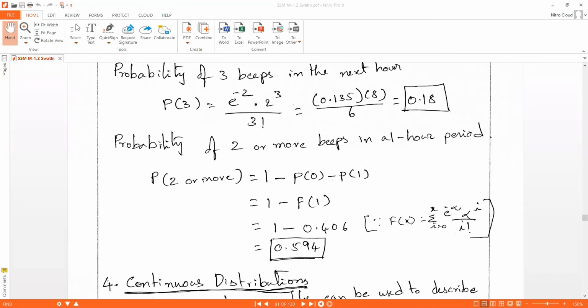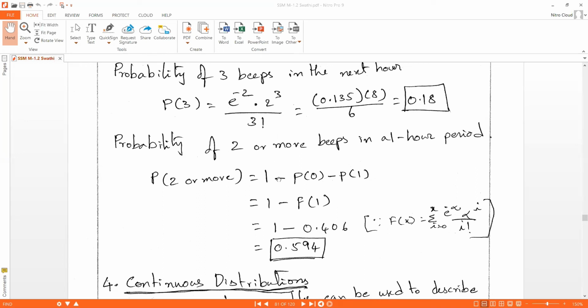And the probability of 2 or more beeps in a 1 hour period we need to calculate. That is P of 2 or more. How can we write this 2 or more? That can be written as 1 minus P of 0 minus P of 1. That will give the 2 or more value. So 1 minus P of 0 minus P of 1 is nothing but 1 minus F of 1.